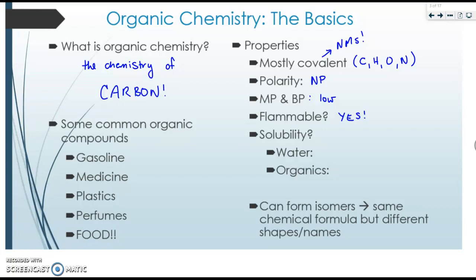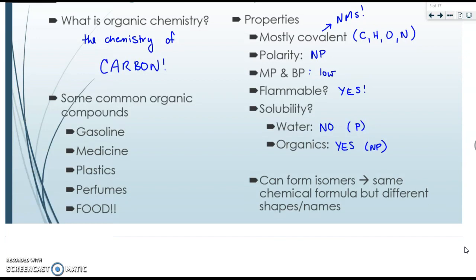Now for solubility. Solubility is how much of something can dissolve into something else. They are usually not soluble in water, and that's because water is polar. But other organic solvents, such as oil or hexane, they are soluble in, because these are nonpolar. Back in the solutions chapter, we talked about how like dissolves like. So things that are polar dissolve in things that are polar, and things that are nonpolar dissolve in other things that are nonpolar.